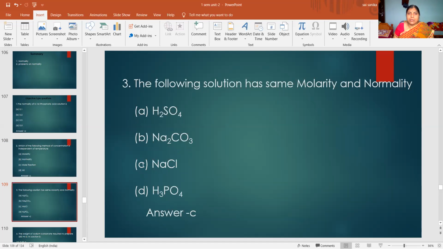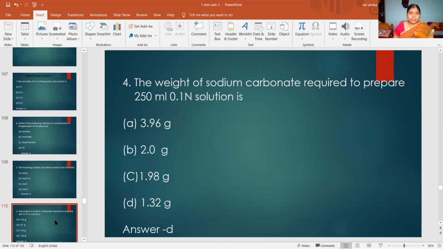That means when molecular weight and equivalent weight are the same, then the molarity and normality will be the same. So for NaCl, its molecular weight is 58.5 and its equivalent weight is also 58.5. So the answer is C because its charge is 1. Both gram molecular weight and gram equivalent weight are the same, and molarity and normality will also be the same.